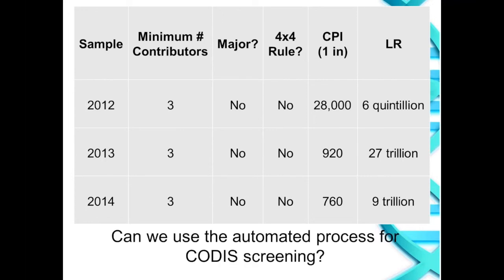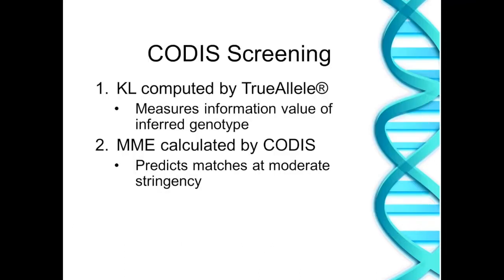So we just asked, can we use the automated process for CODIS screening? Since we've already run these in a screening run, a short run to try to resolve what the inferred contributors are, can we take the information that the computer has already generated for us and use that to help us put profiles into CODIS? So one of the tools we looked at for this is the KL that TrueAllele calculates, just as a reminder that the KL basically measures the information value of the inferred genotype. So you have an idea of how strong or weak that match information is for the inferred genotype in question. The other tool that we thought about using was the MME, right, that the CODIS software calculates for you, that predicts the number of matches at moderate stringency for a database of a certain size.